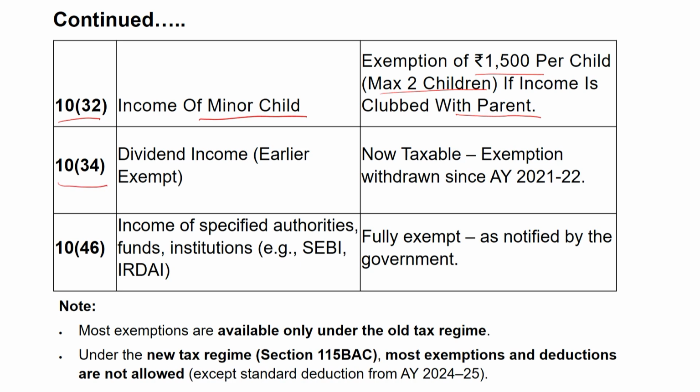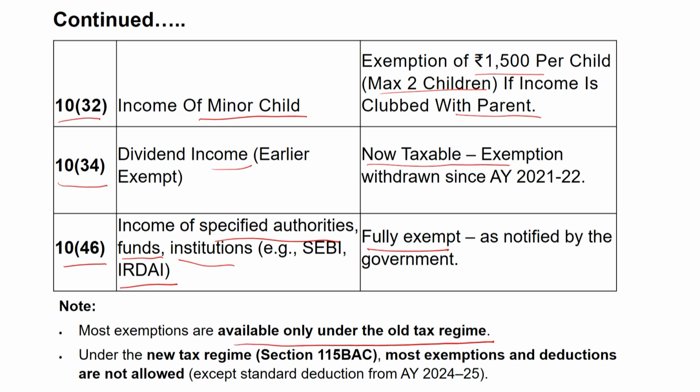Then section 10(34) is there, dividend income that was earlier exempted but now it is taxable, and the exemption is withdrawn from the year 2021-22. Section 10(46) is there, income of specified authorities, funds and institutions, such as SEBI and the Insurance Regulatory and Development Authority of India. For all these organizations, funds and institutions also, the income is fully exempt as notified by the Government of India.